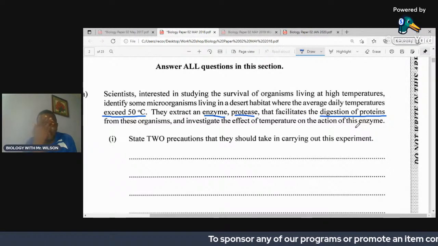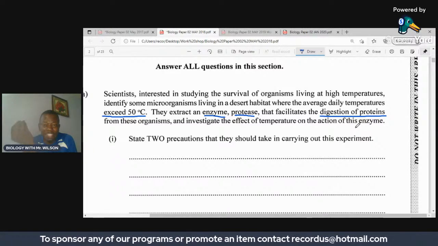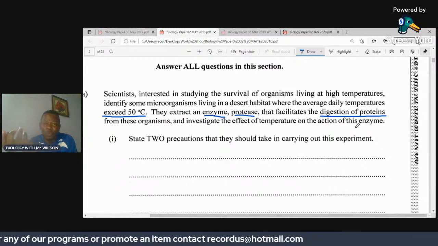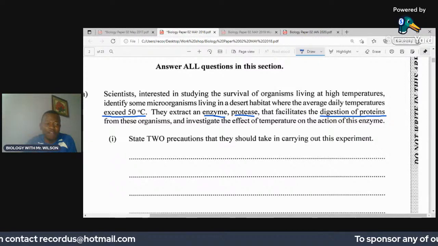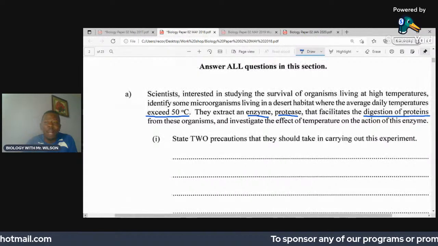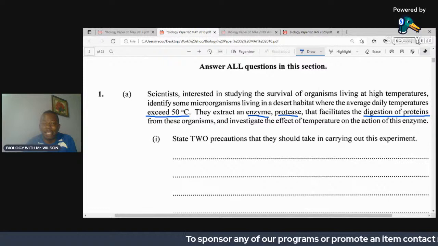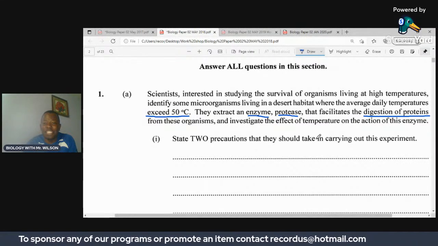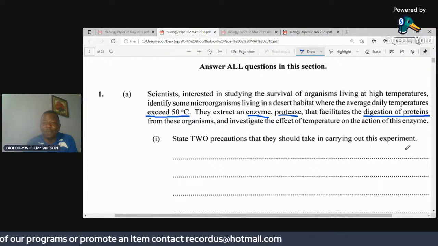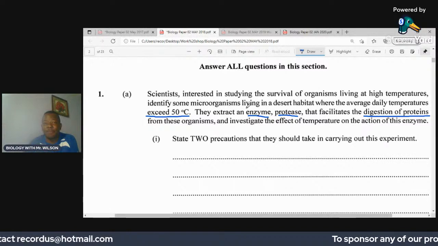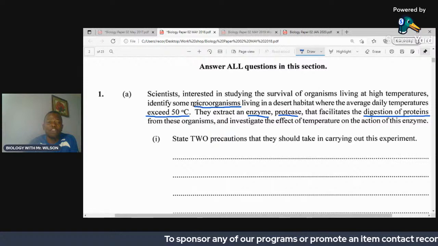So here we are going to be investigating the effect of temperature on the action of enzymes. Now, I hope that I read it well for you. If not, I hope that you are able to see it and you are able to read it for yourselves. However, you are tasked with the responsibility of stating 2 precautions that they should take in carrying out this experiment. For me, when I looked at the question, there are some things that popped out. And this is one of the things that popped out for me. Microorganism.